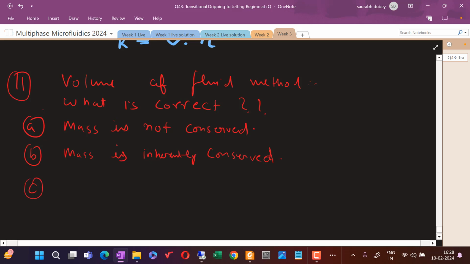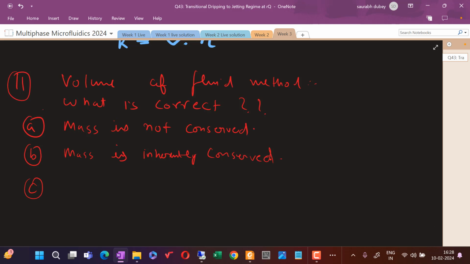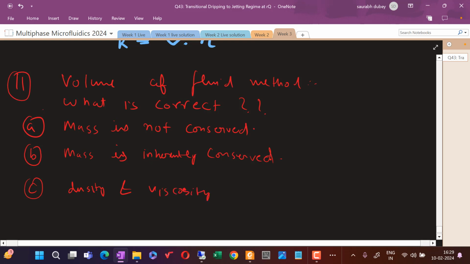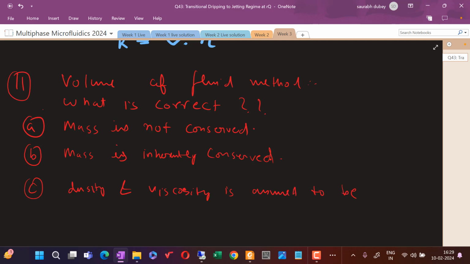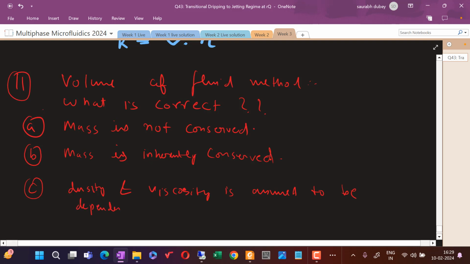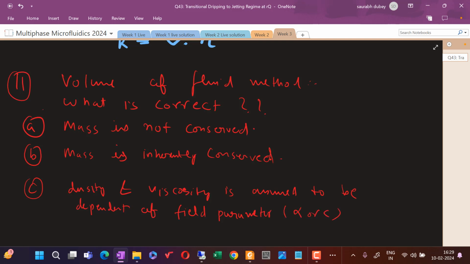Option C is density and viscosity are assumed to be dependent on the phase field parameter, like alpha or C. So is this true?